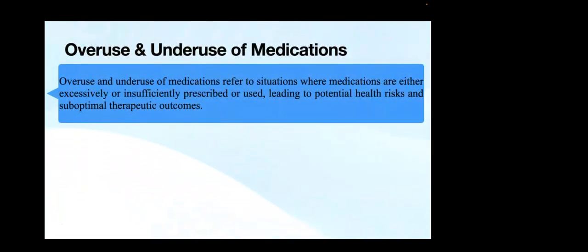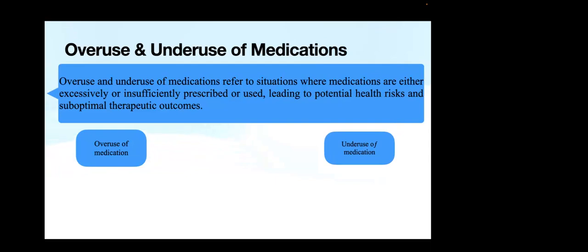Overuse, as its name suggests, means excessively or insufficiently prescribed drugs, leading to potential health risk. And the underuse might further lead to suboptimal therapeutic outcomes, which are not sufficient. So on the one hand, we have the overuse of medication. On the other hand, we have an underuse of medication. We'll try to relate both of the things.